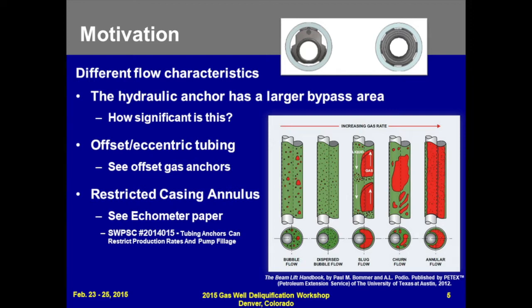The motivation behind this talk was to quantitatively compare the two anchors. We observed that the hydraulic tubing anchor had a larger bypass area, but we wanted to quantify that and explain how that actually behaves in some example cases. This talk also came about after a presentation I saw from Echometer, where they determined that mechanical tubing anchors were holding up a fluid level above the anchor, causing back pressure on the reservoir. I'll discuss that in a little bit more detail over the next slides.